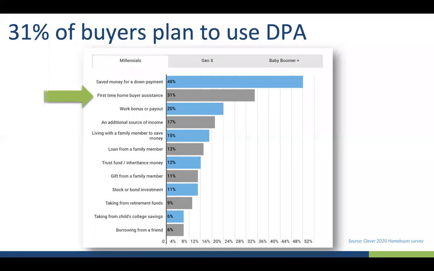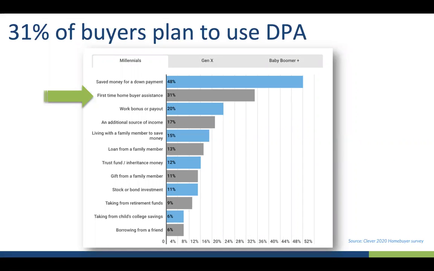So this survey here was done by clever.com. It was their 2020 homebuyer survey. This was published in January, so I presume it took a couple of months leading up to that to perform the survey. So anyway, this is all pre-COVID, right? The question that was asked of potential home buyers was, where do you intend to acquire your down payment? The second most common answer was from homebuyer assistance programs, second only to saving their own money.